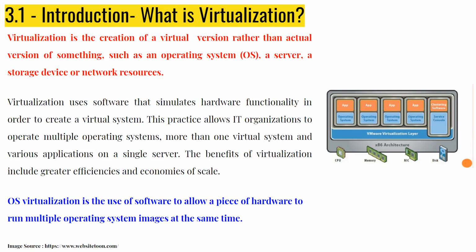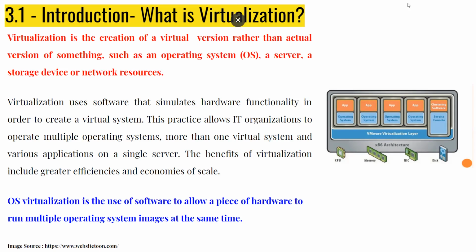So basically what does virtualization do? It simulates the software, it uses some hardware functionality, and it creates the virtual system. Mostly, IT organizations don't go for a physical version. They usually work with virtual systems, where you install VMware and can operate multiple operating systems in that environment. In virtualization you will always have more than one virtual system, and many applications will run on that single server. One of the best benefits of virtualization is that it gives you greater efficiency and helps you grow your economies of scale. That means you can easily add more resources and more software, and easily work with it. So that is all about virtualization.